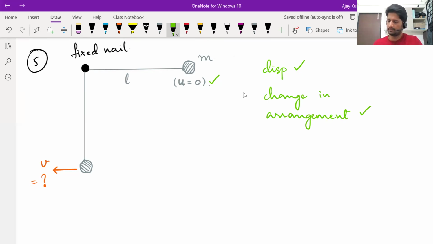Is known. And you are asked to calculate the final velocity. How can we relate all these? Like which formulas or theorems can we use to relate all these?